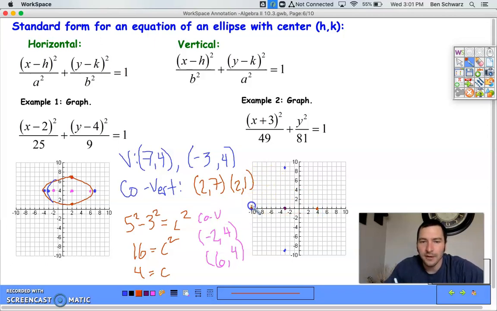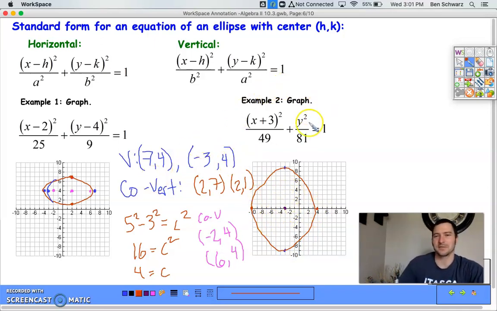So again, I'm going to try to graph this. Yikes. This is a lot harder than it looks. Alright, hopefully your graphs look better than my deformed eggs here. Okay, and then again, for the foci, if you're wondering where those are at, a squared, so 81, minus 49 equals your c squared. So that would be 32.